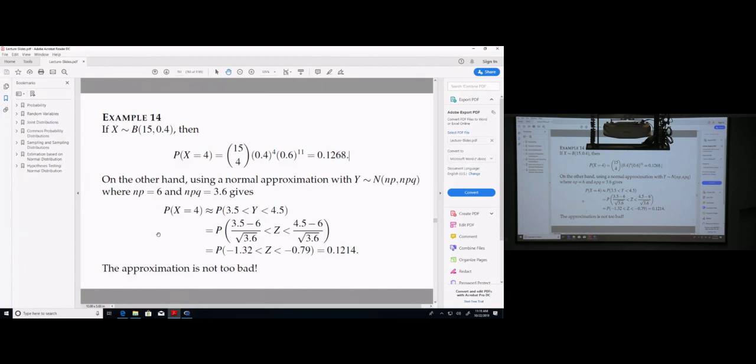Now, this statement is relative. The approximation is not too bad because there is no very strict guideline on what is good and what is bad, all right? If you are dealing with billions of dollars, a 4% mistake can be a lot of money. But if you are dealing with something like a few hundred, 4% is tolerable.